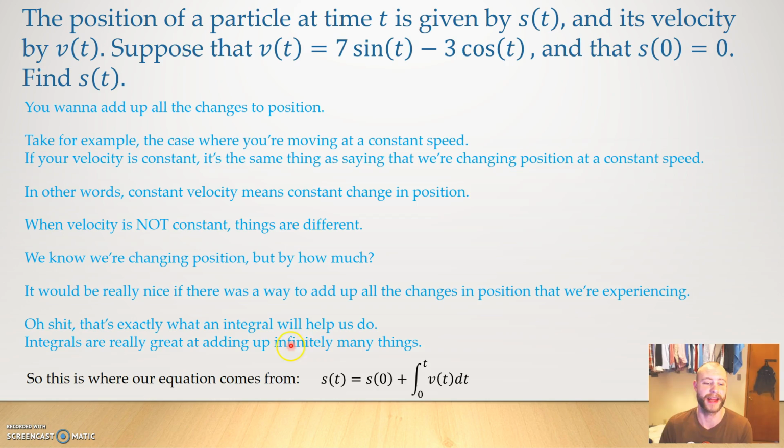Integrals are really great at adding up infinitely many things, right? Velocity is change in position. So we want to add up all of the changes in position that happen from time 0 to time t. That's what we want to do, and that's what an integral does. It's a wonderful thing. So this is where our equation comes from, and you'll notice this from class. When you have a non-constant velocity and you want position, they say position at some time t is equal to your initial position plus the integral from 0 to t of v of t dt. That's where that comes from, just this logic that we went through here.